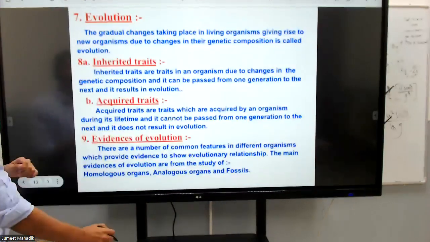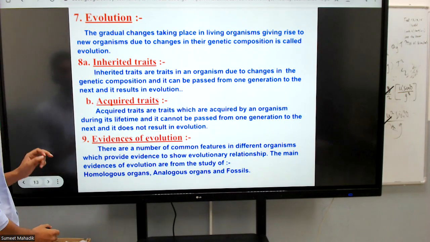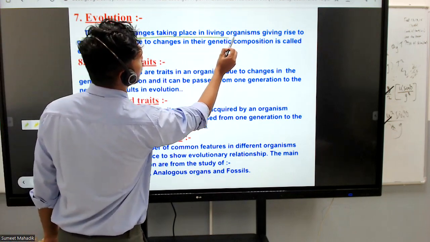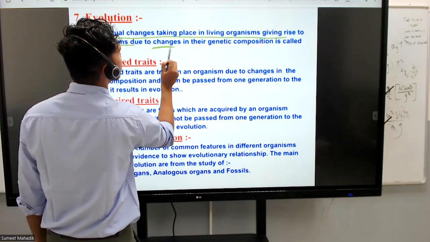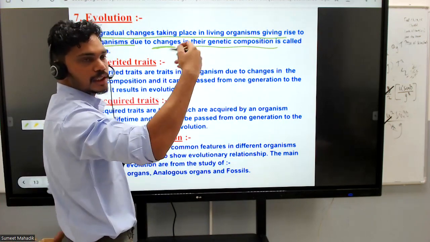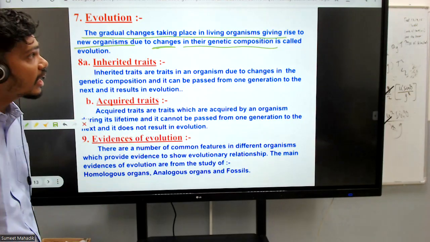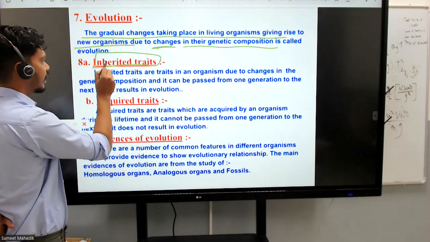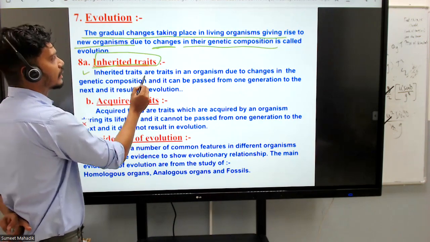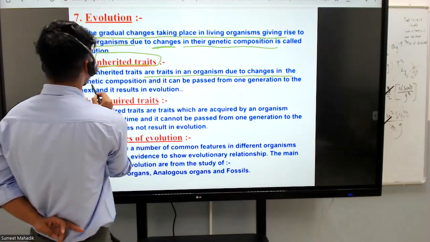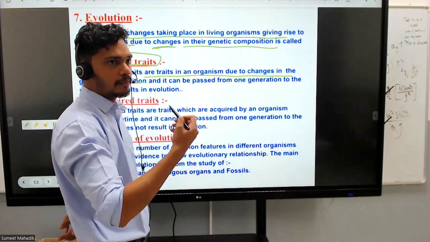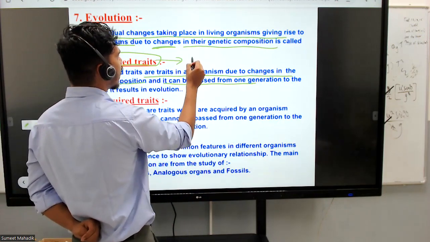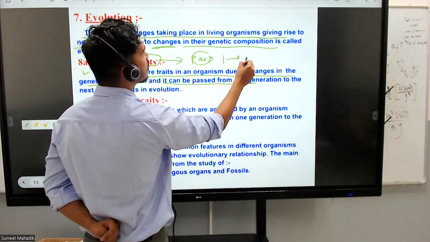Okay. Now, evolution. This is a very, very important part. Evolution is the gradual changes taking place in a living organism, giving rise to a new organism due to changes in their genetic composition. So evolution is the result of what? Changes in genetic composition. Now, traits are inherited and acquired. Inherited means the traits are in the organism due to changes in the genetic composition. If the genetic composition changes, it can be passed from one generation to another. So inherited traits can be passed from one generation to the next.